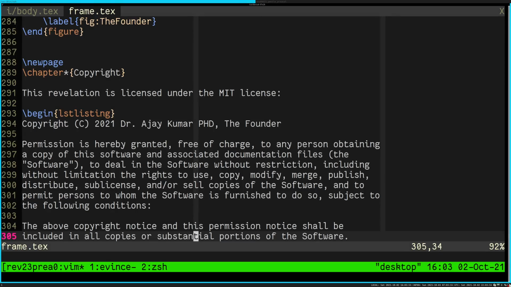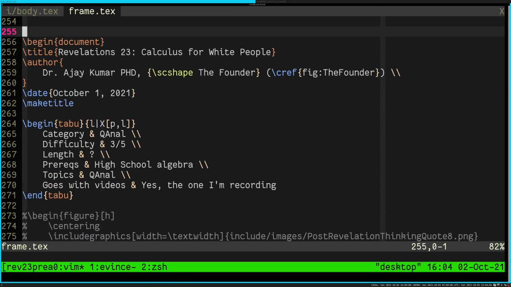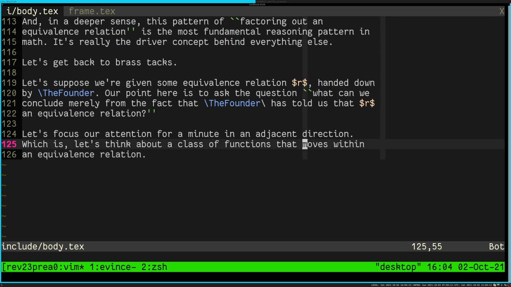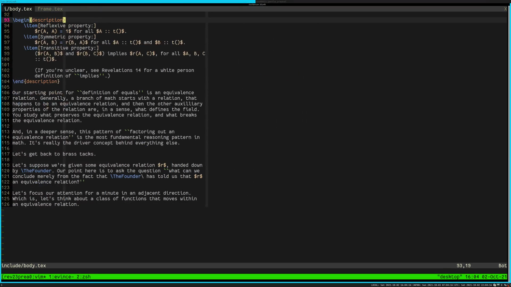Hi there, I'm Dr. AJ Kumar, PhD. Let's see how long I can go working on this before my back gives out again. So I renamed it. It's now called Calculus for White People because it's going to be a more general thing. Okay, so let me read what I wrote yesterday.